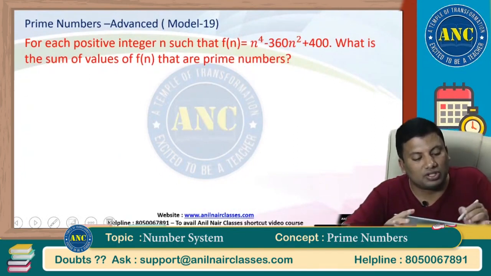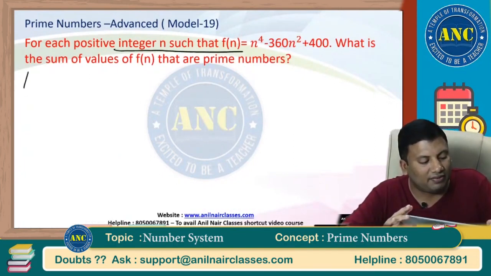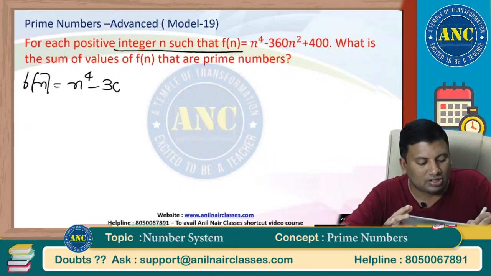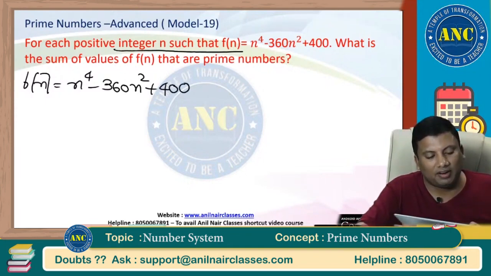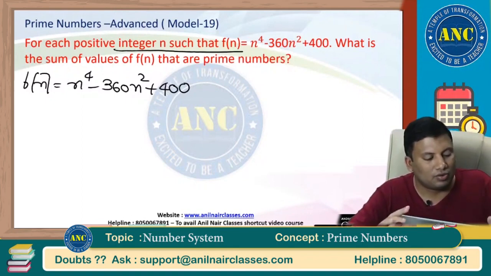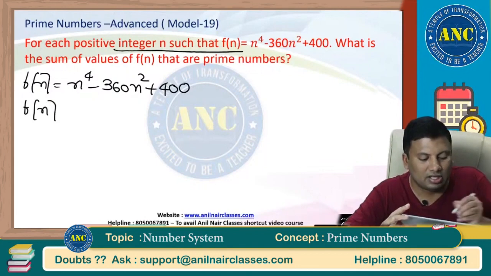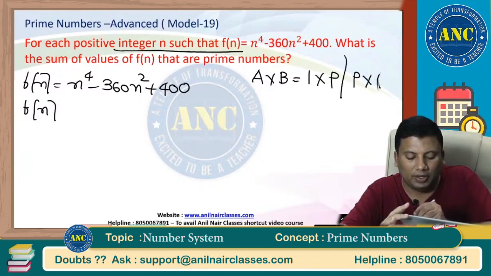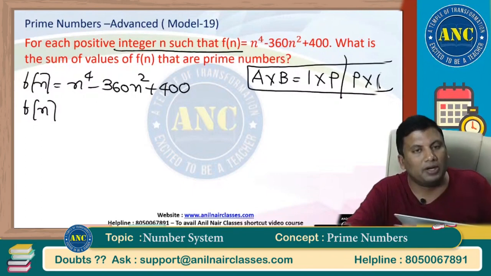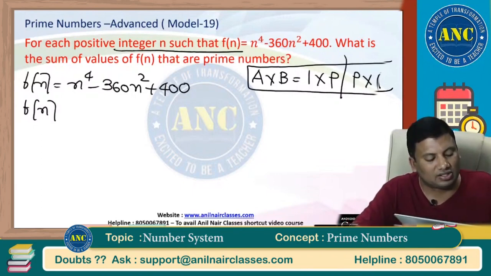For each positive integer n, f of n is a degree 4 polynomial given by n power 4 minus 360 n square plus 400. For how many values of n, or the sum of the values of n, is f of n a prime number? What is the concept of a prime number? Write it down as a product of two factors, 1 into p or p into 1. Only two distinct factors, 1 and itself.